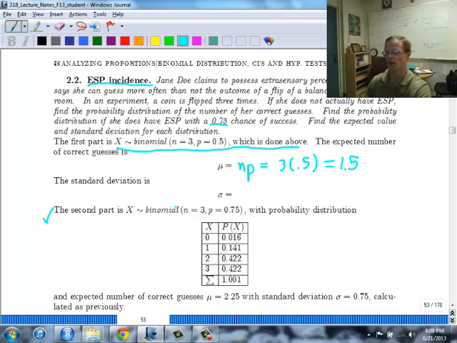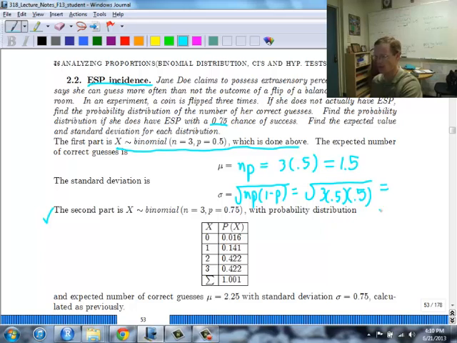Okay. So for standard deviation, we're going to go sigma equals the square root of np(1 minus p), which is the square root of 3 times 0.5 times (1 minus 0.5). And I think I have that somewhere. 0.87. Okay, so we immediately have these parameters for this distribution.